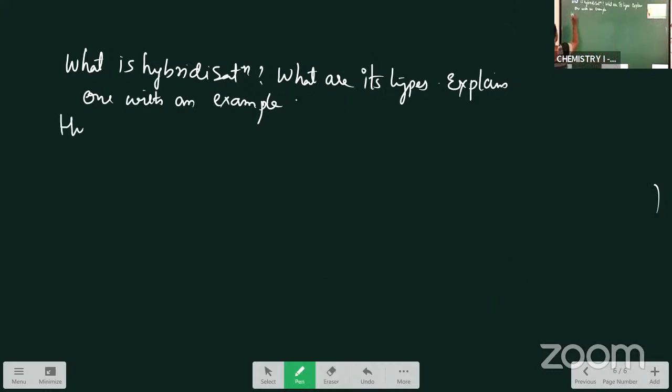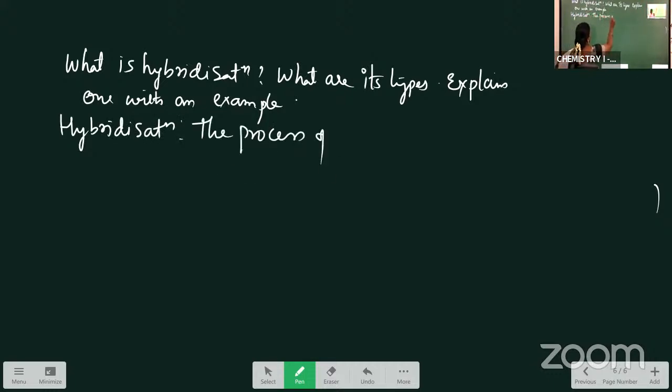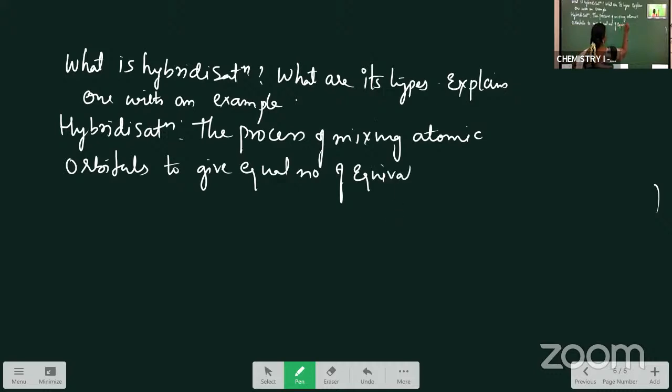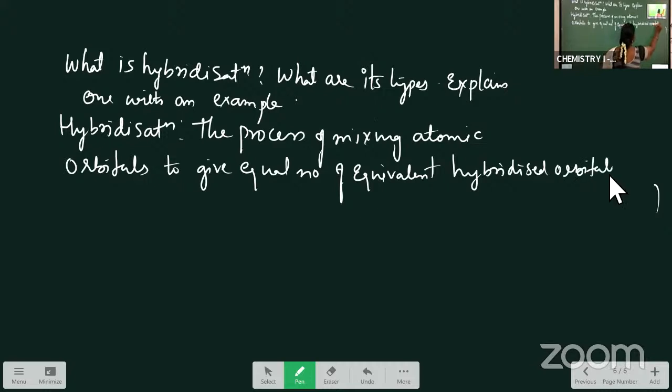What is the meaning of hybridization? The process of mixing atomic orbitals to give equal number of equivalent hybridized orbitals is called hybridization. What is the meaning of equal number of?